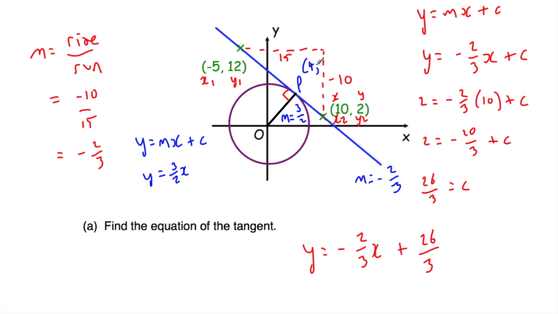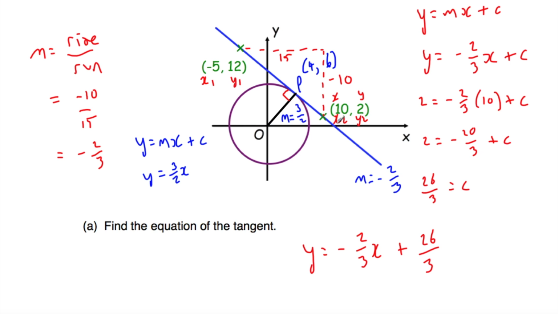To find the y coordinate, we can either substitute 4 into the equation of the tangent. So we can substitute 4 into here and do minus 2/3 times 4 plus 26 over 3, and you can do that if you want to. Alternatively, we could substitute 4 into the equation of the radius, and we can do 4 times 3 over 2. Either one of those would be totally fine. I'm just going to check we get the same both ways. So 3 over 2 times 4 is equal to 6. Alternatively, if we do minus 2/3 multiplied by 4 plus 26 thirds, we get 6 as well. So that means the coordinates of the point P are (4, 6).